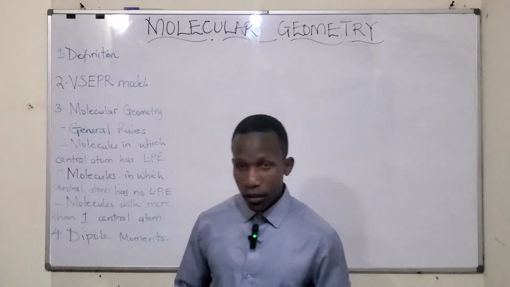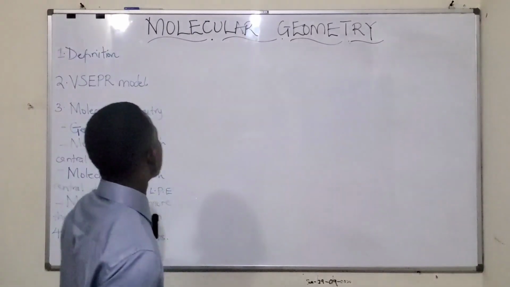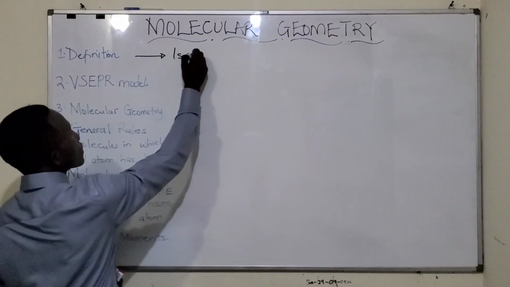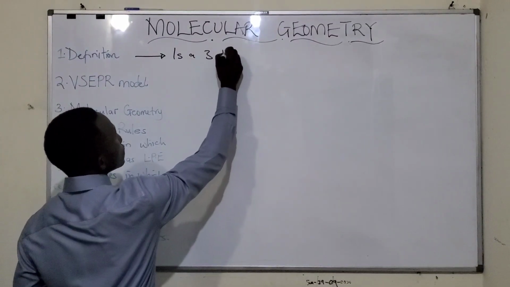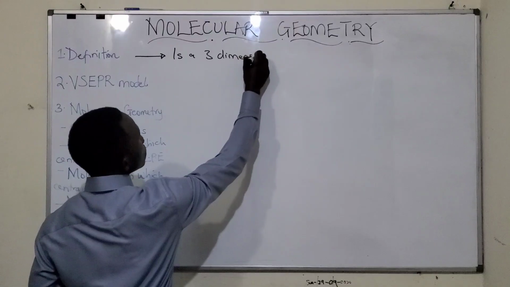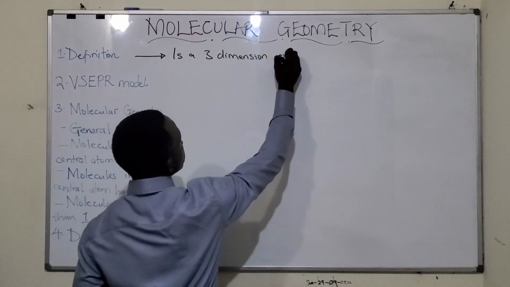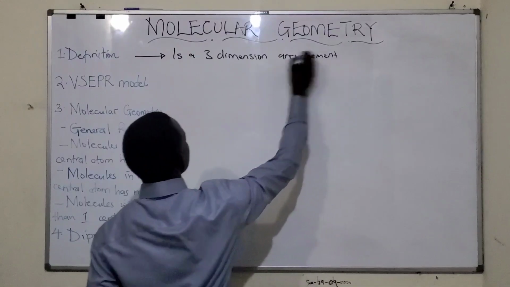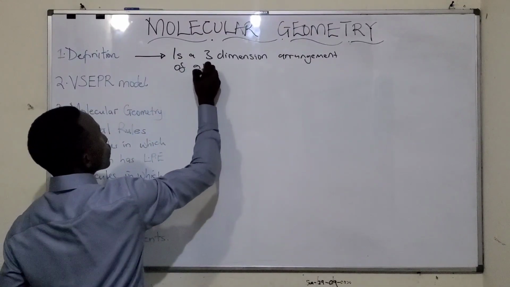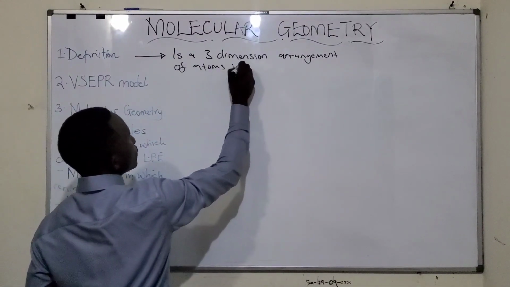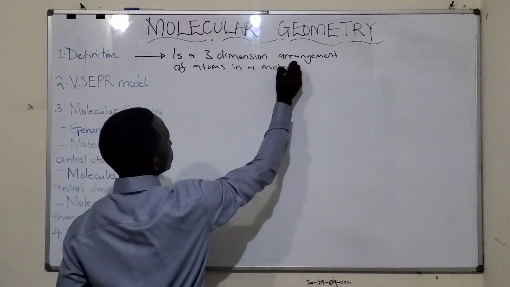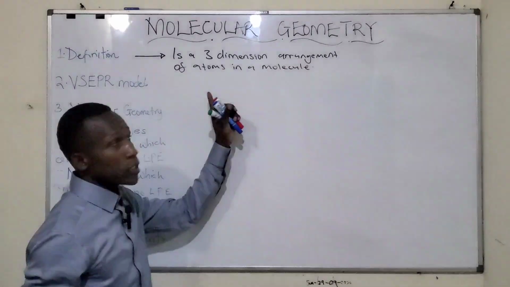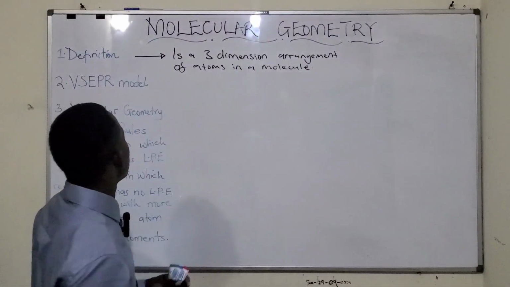Let's go. What is molecular geometry? Molecular geometry is a three-dimensional arrangement of atoms in a molecule. Three-dimensional arrangement of atoms in a molecule, that is molecular geometry.